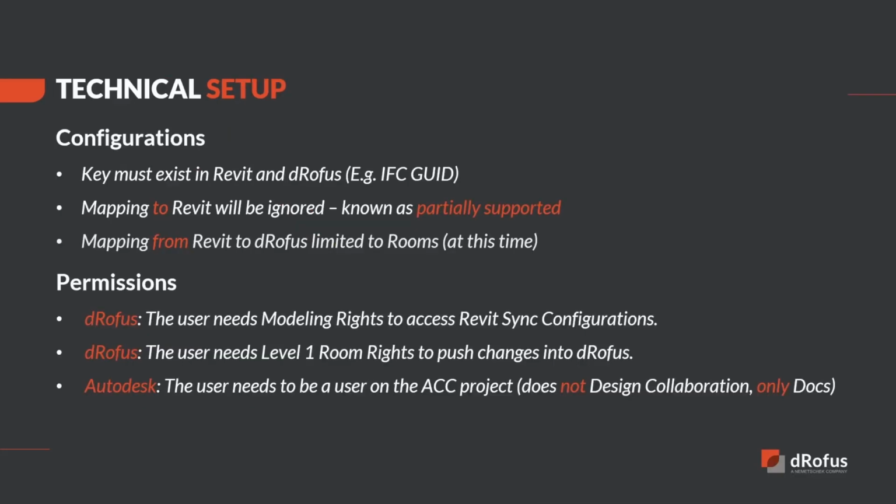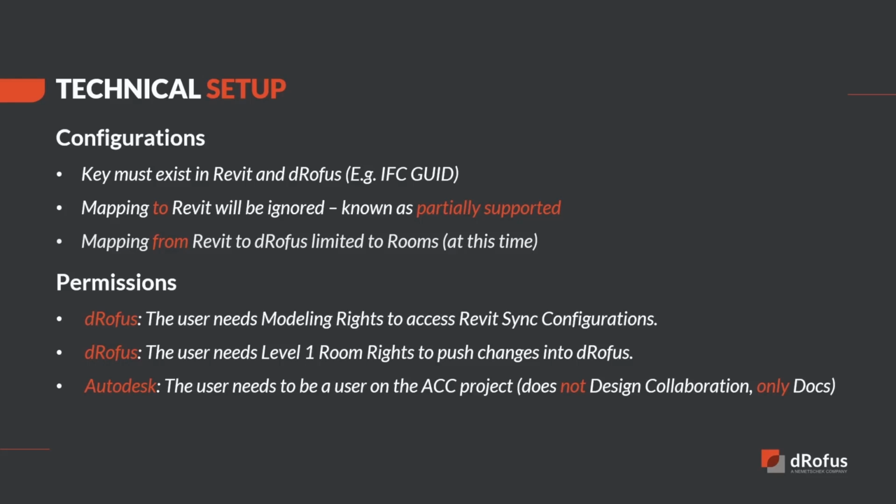Some of the technical things to keep in mind. The configuration is key here. The configuration needs to have an attribute that exists both in dRofus and in Revit. We know that room ID and room function numbers are often used as a key, but in the case of using Revit, you're able to write those keys into the Revit model. In this case, we can't write to the Revit file as part of this configuration. So our suggestion is to use an attribute that will always be unique and exist in Revit. So a good example of that is the IFC GUID.